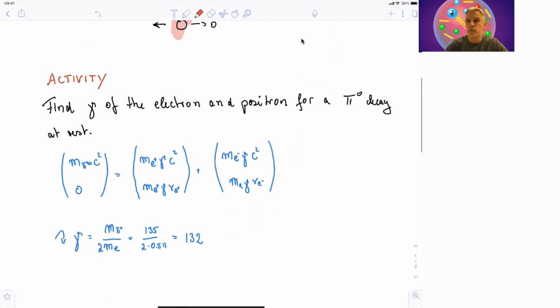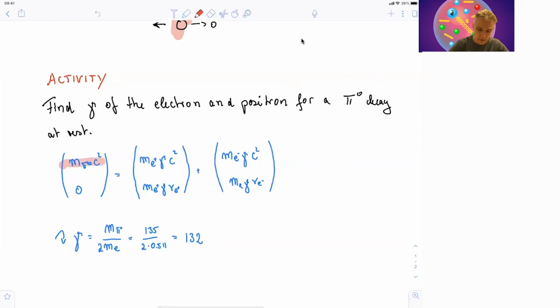And again, what we want to do is just write down the 4-vector of the particles involved. We start with the pion, which has an energy of the pion mass times c squared, and it's at rest in this example, which means that the momentum is 0. And so then the outgoing particles are the electron and the positron with their energy and their momentum.